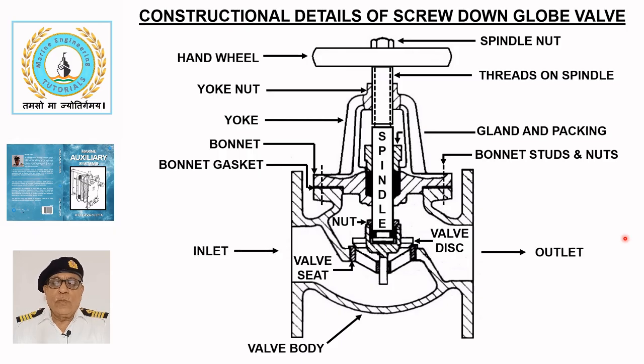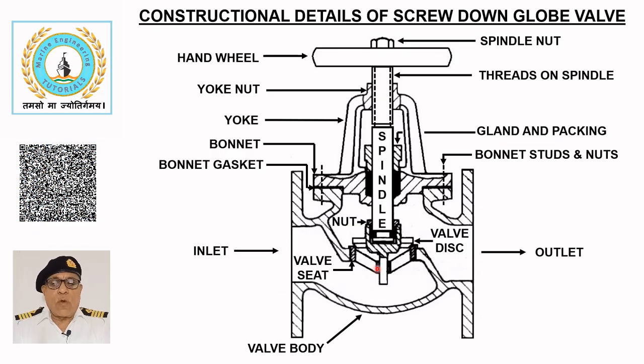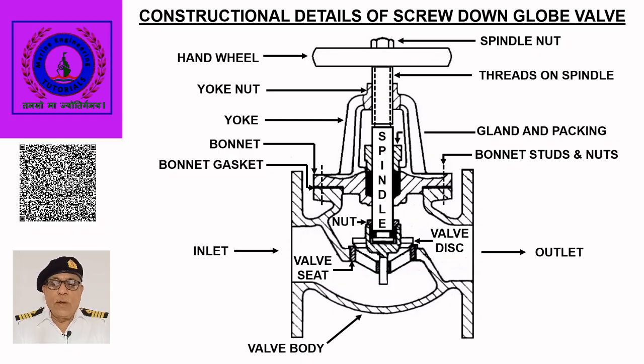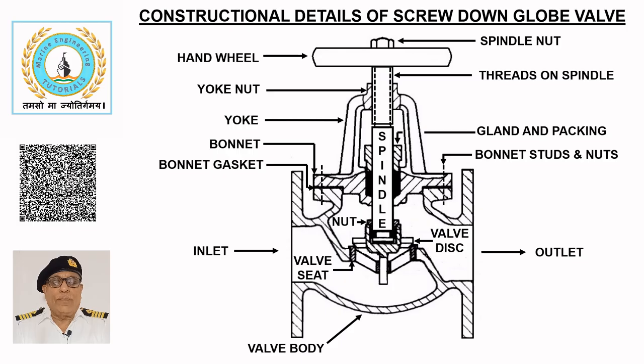The liquid entering the valve flows through the internal passage from bottom to the top and exits from the opposite end. As the liquid passes through the valve from inlet to outlet, it changes direction, resulting in a high pressure drop compared to gate or butterfly valves. For this reason, globe valve is not preferred on the suction side of pumps.